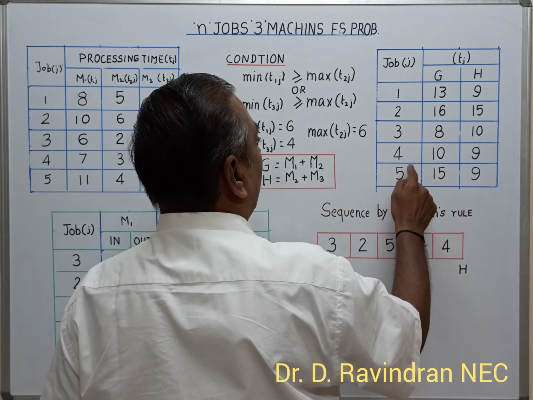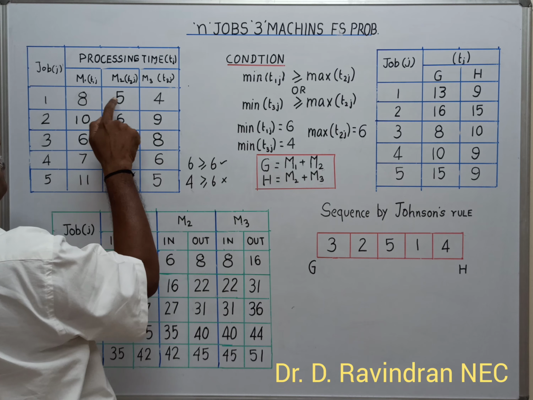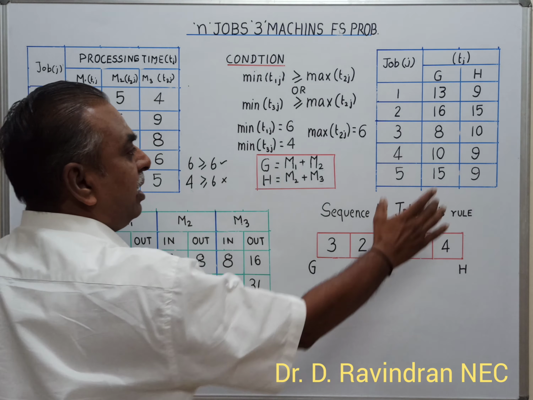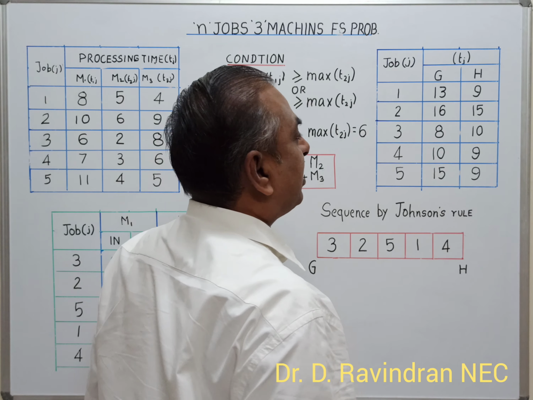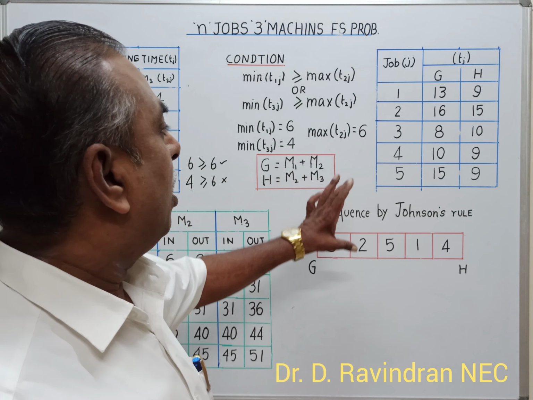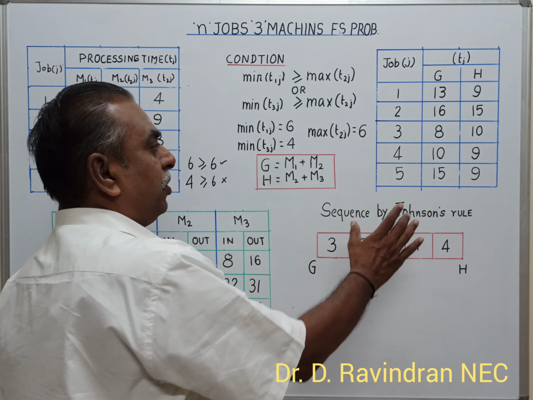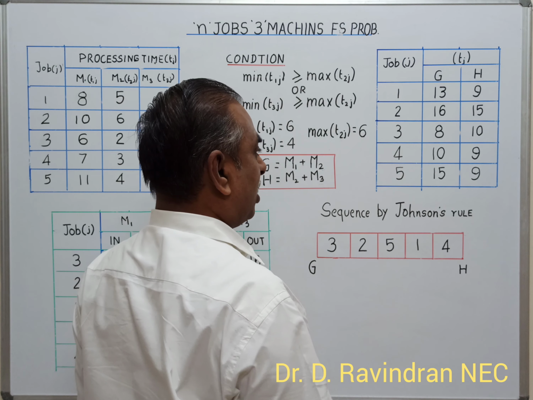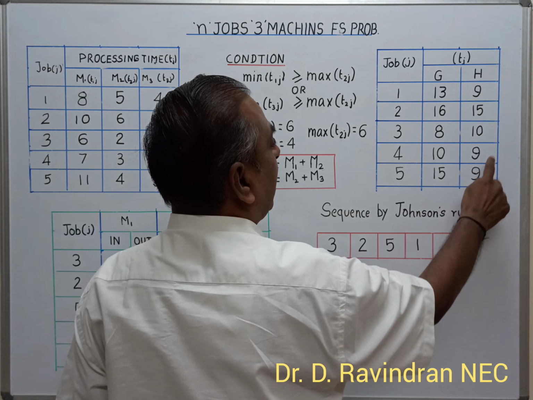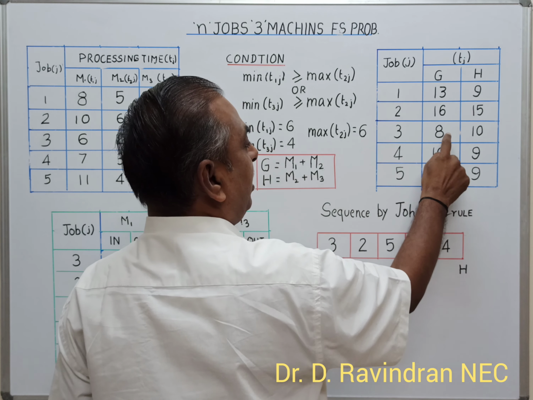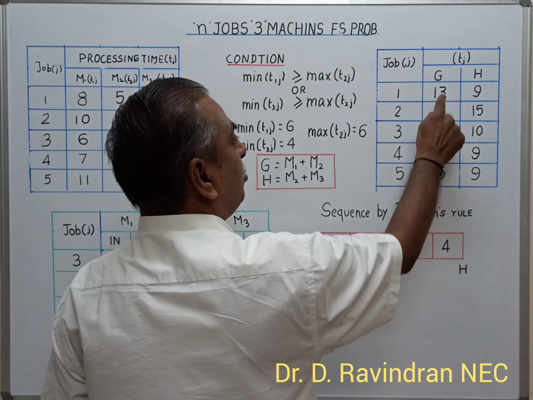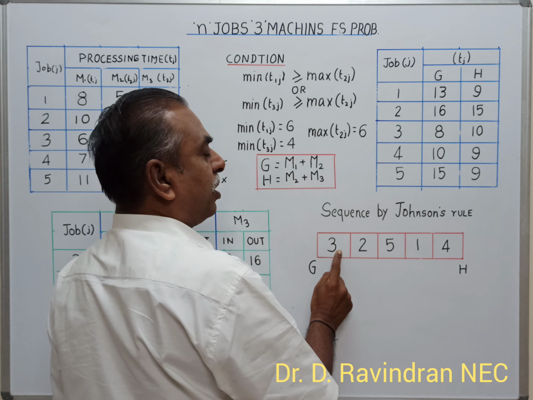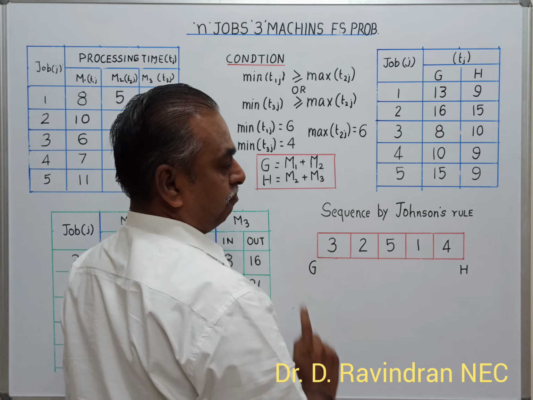Now, for the same jobs, I have just added 8 plus 5, 13, and 5 plus 4, 9. Similarly, we have found the processing times of G as well as H for all the 5 jobs. Now, using these processing times, we can find the sequence using Johnson's rule. Among these processing times, the minimum processing time you have to identify is 8. So 8 is associated with G. So here, near G, that is the first position, we have decided to process job 3.